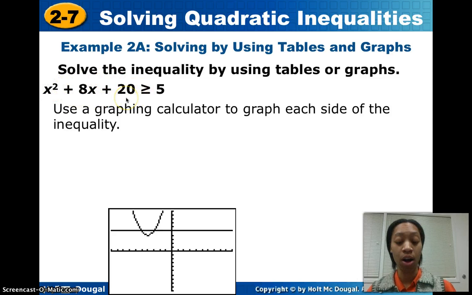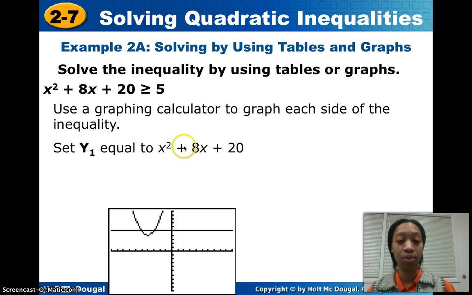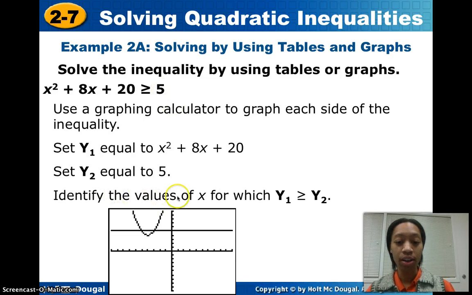I'm going to put that in my y1. Set y1 equal to the one side of the inequality. And then on the other side of the inequality, I'm going to put the right side here, y equals 5. When I graph that, I'm going to have the line y equals 5 as well as the parabola. Now I can just see if I can find the place where the parabola is greater than or equal to 5. So I want to identify values of x for which the parabola is greater.